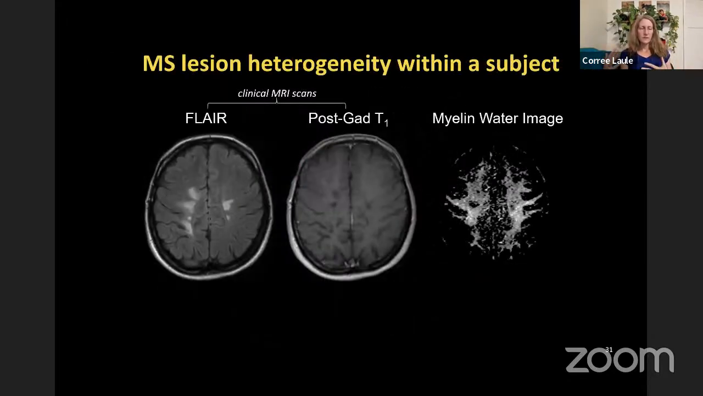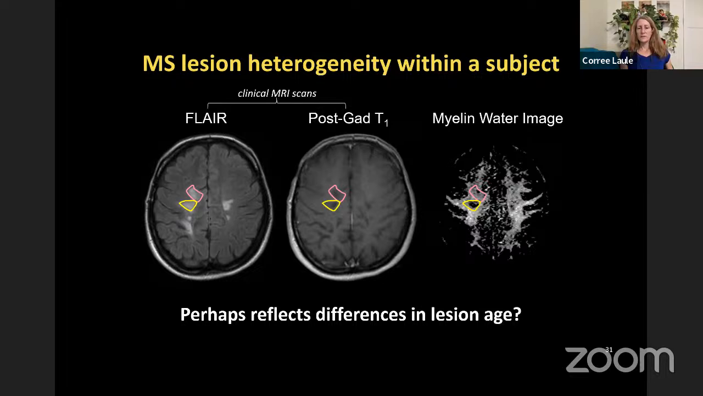So we see heterogeneity between people, but you can also see heterogeneity within a single person. Here we have some clinical MRI scans, FLAIR and a post-GAD T1, and then the corresponding myelin water image. If we look at one particular lesion here circled in yellow, bright on the FLAIR, dark on the T1, and then on the myelin water image, it's quite dark. So not completely dark, but there's a central dark core. We look at this other lesion that's right beside it. We see similar contrast on the FLAIR and the T1, but on the myelin water image, it's still fairly normal in terms of its signal level. And so perhaps this could reflect differences in lesion age. This was a cross-sectional study, so we weren't able to answer that question for this data set, but that's one potential hypothesis.